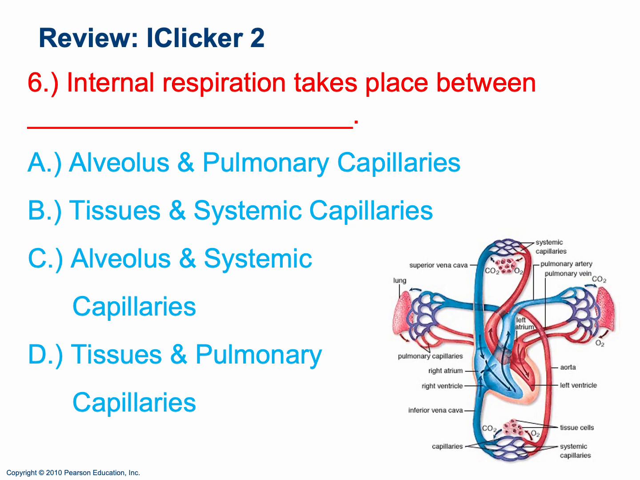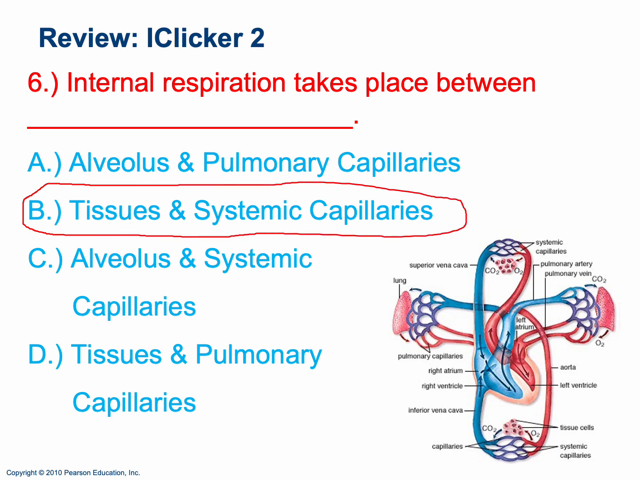Okay, and the correct answer, when we're thinking of internal respiration, I would probably go with choice letter B. So letter B is the correct answer. Tissues and systemic capillaries. That's the case with internal respiration. If we were talking about external respiration, then the correct answer would be choice letter A, the alveolus and pulmonary capillaries. But this question is referring to internal respiration.